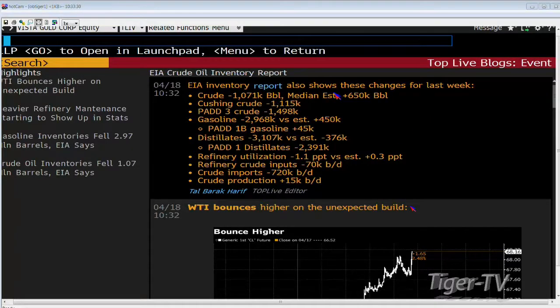And look at that gasoline, Tommy. They're expecting a 450,000 plus, and we got a 2.9 million barrel draw. Right? Yes, draw. And guess what, folks, it's April 18th, May 30th, driving season is right upon us here. And look at that distillate, same thing. The estimate was about even, minus almost 400,000 barrels, and it came in at 3.1 million to the downside.